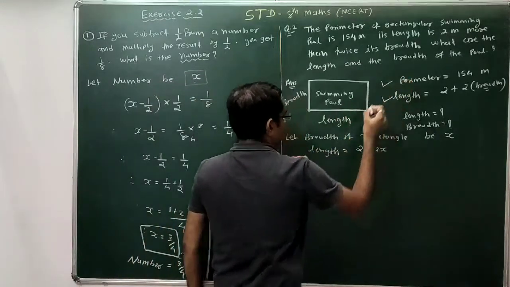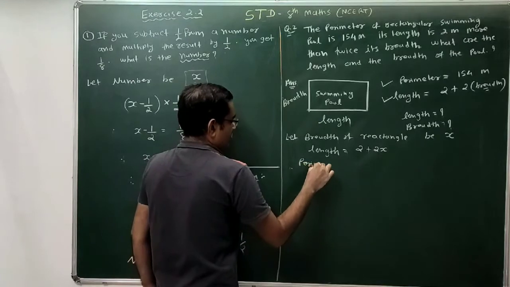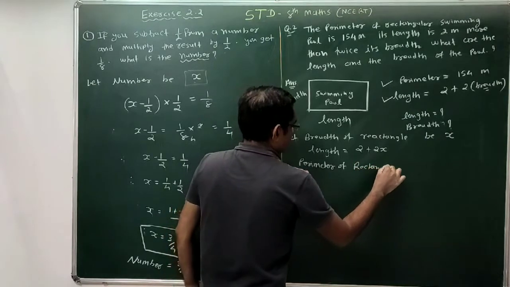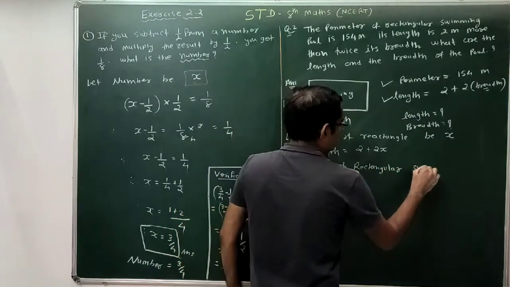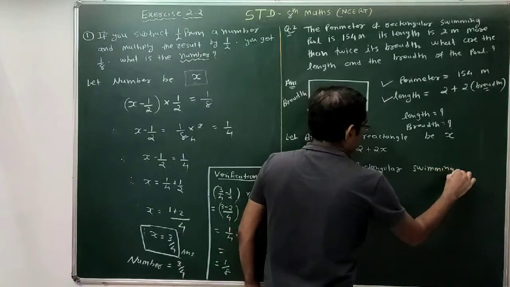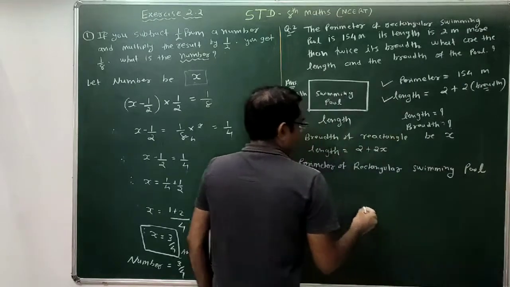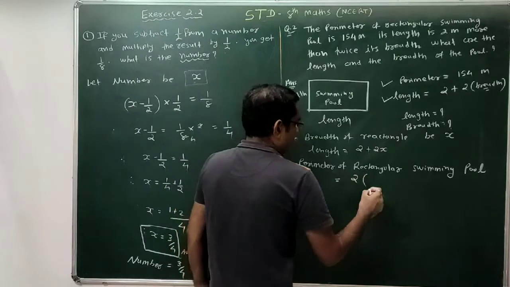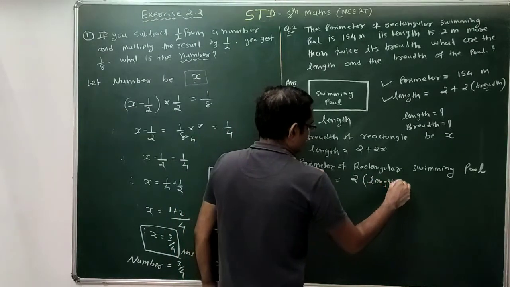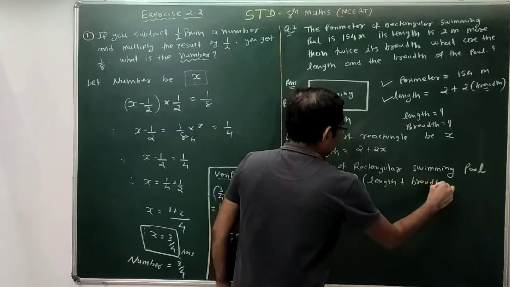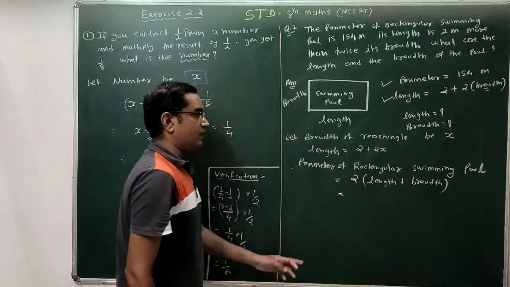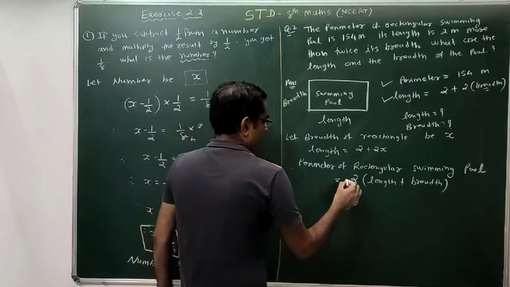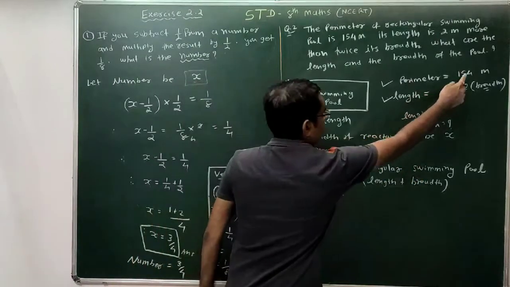Also we have been given the perimeter of the rectangle. So what is the perimeter? So the perimeter of the rectangular swimming pool. Rectangle. So the perimeter of a rectangle formula is twice of length plus breadth. You should all know these formulas. Perimeter of rectangle is twice of length plus breadth. So the perimeter of the rectangular swimming pool is given, which is 154.